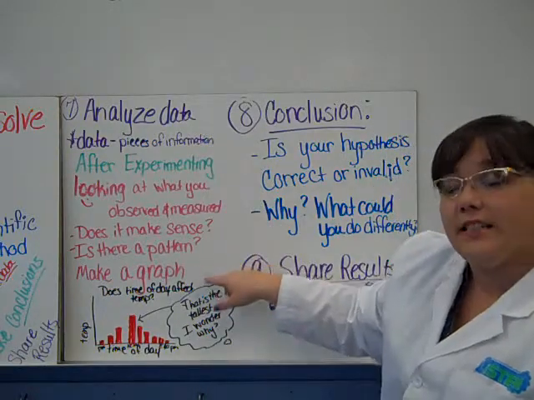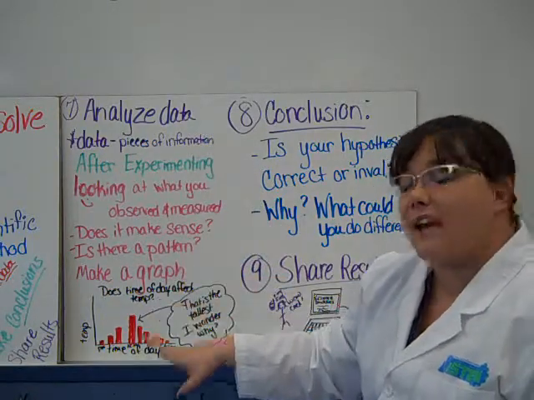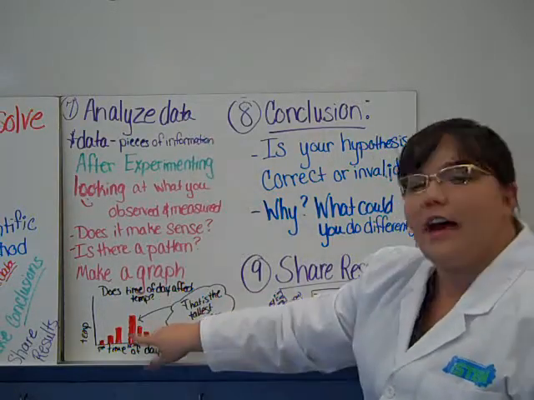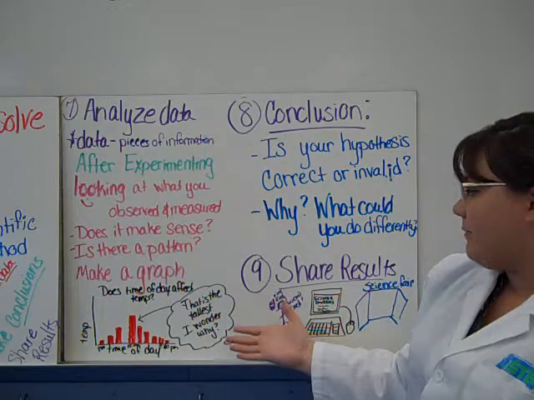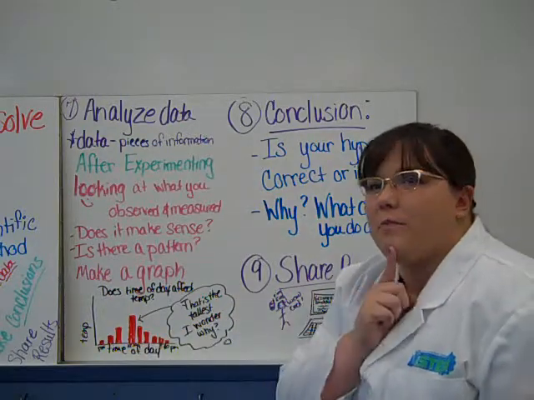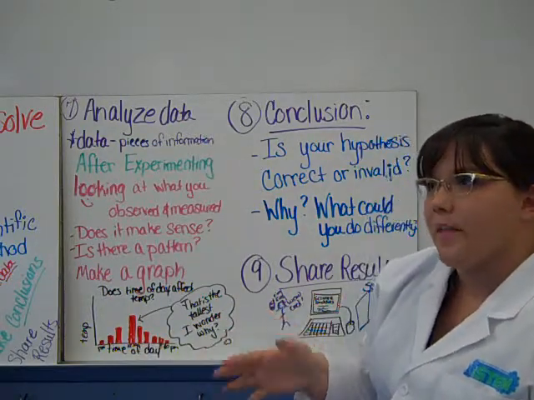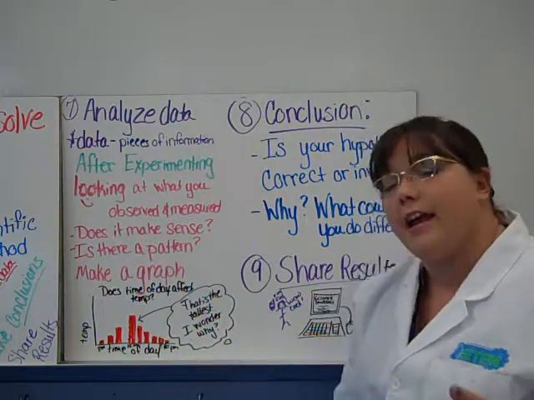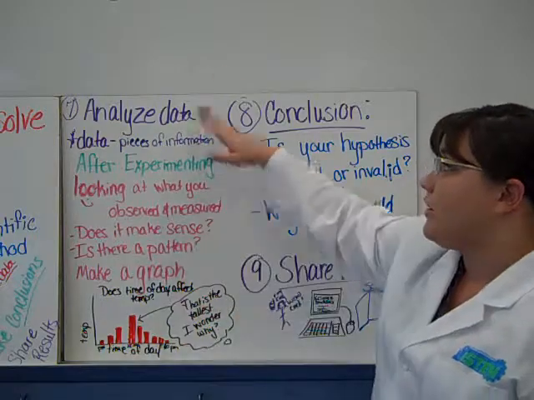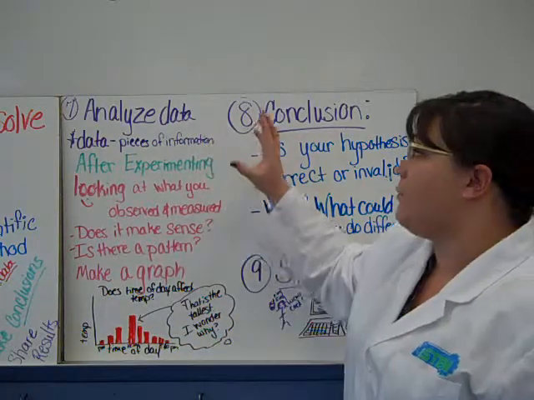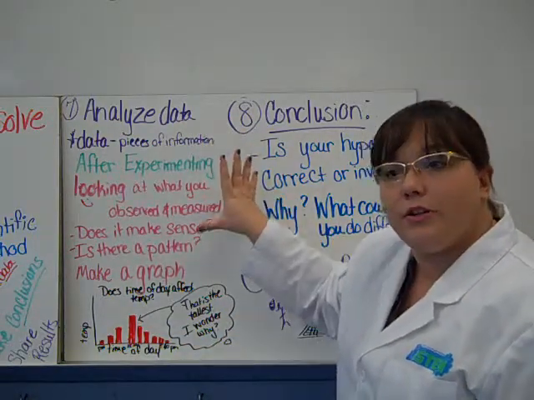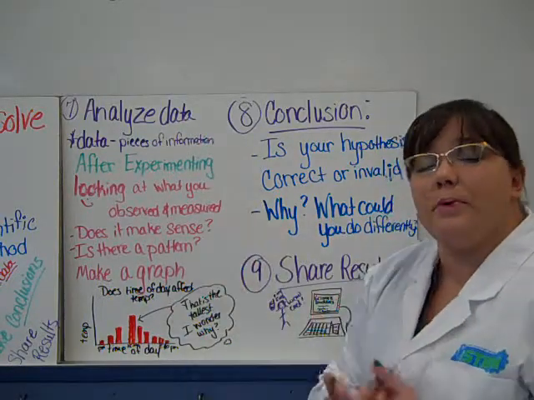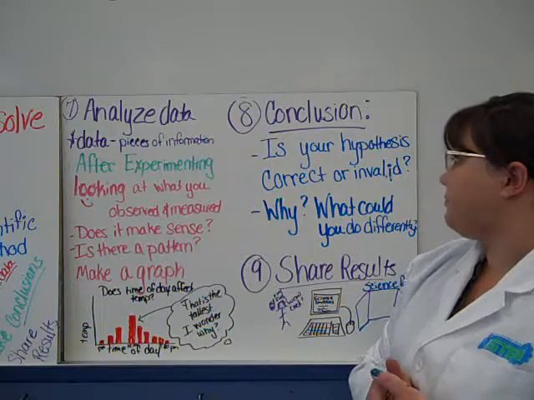And a lot of scientists at this point make a graph. They take that data, they make a picture with it, and then they can go, oh look, that one's the tallest. That must be the hottest time of day. I wonder why noon would be the hottest time of day. Let me look at my observations. Oh yeah, I always noticed the sun was really bright out then. So whenever you're analyzing your data, you're looking at what you observed, what you measured, and you're trying to see if you can find some patterns that make sense that help you answer your question.